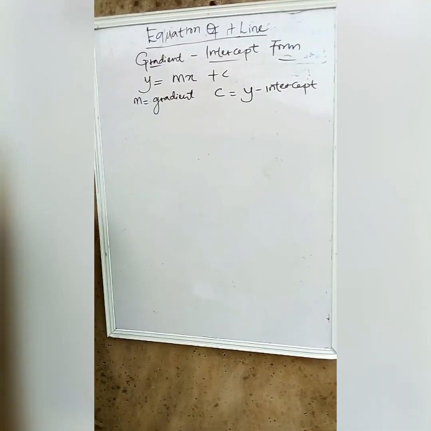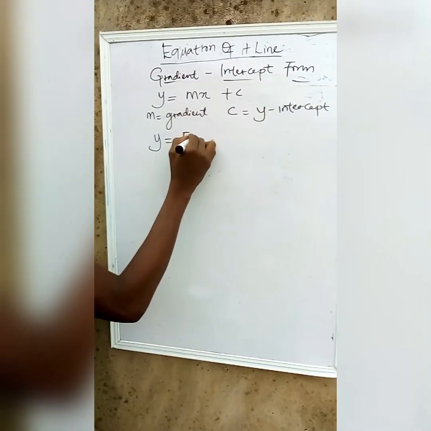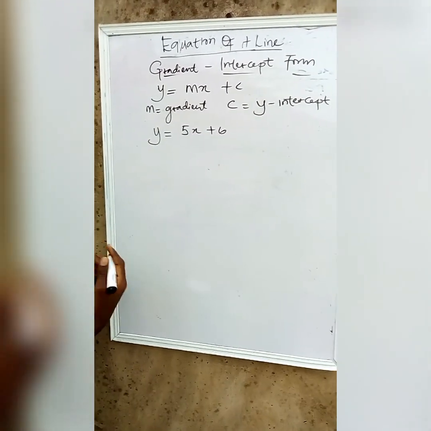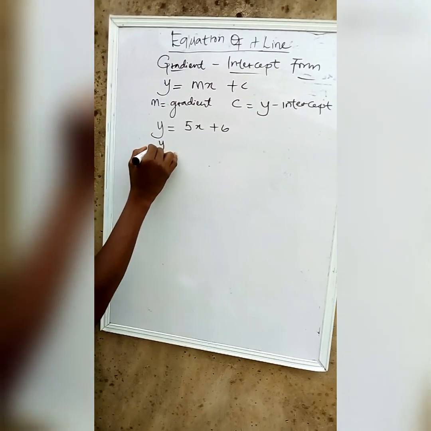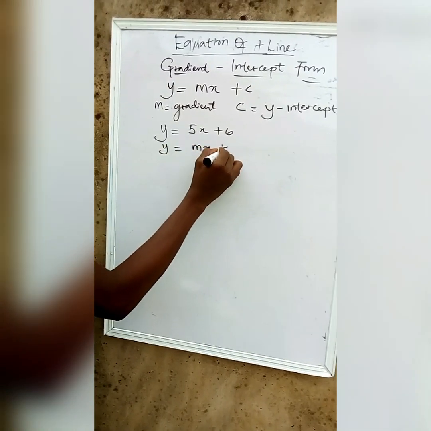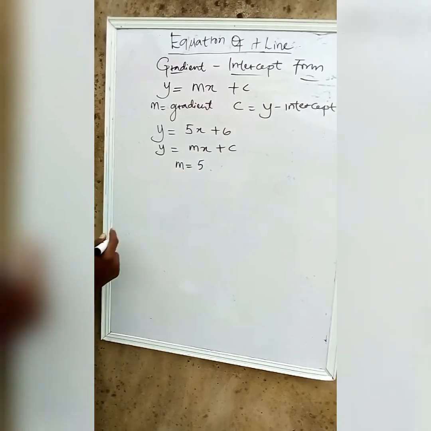So assuming you have to look for gradients from this equation, y is equal to 5x plus 6. Find the gradient. It's very easy. Just write your general form, y is equal to mx plus c. Your m is equal to 5.